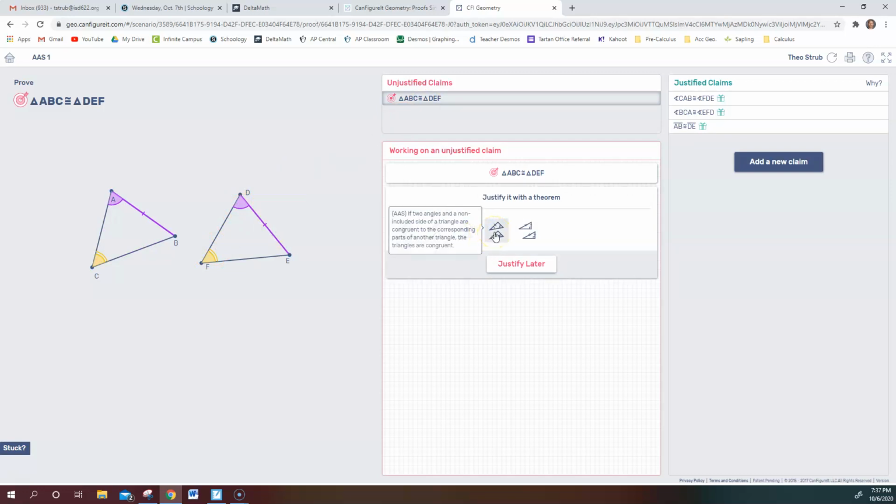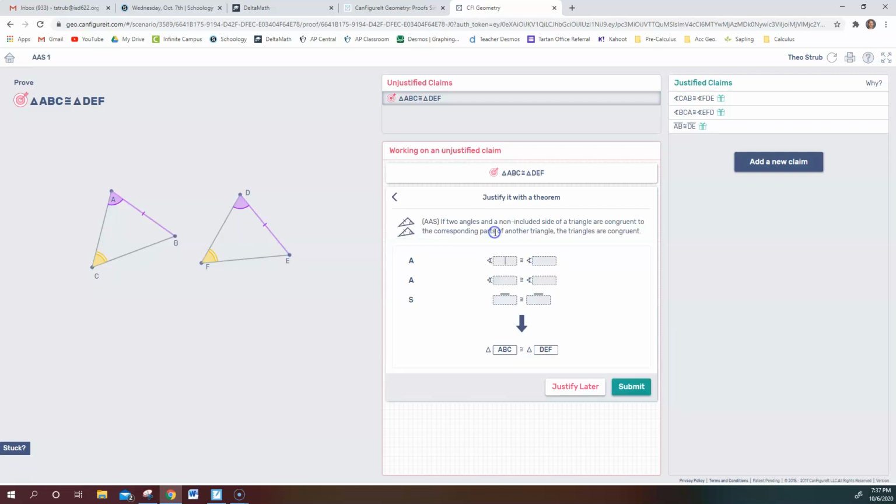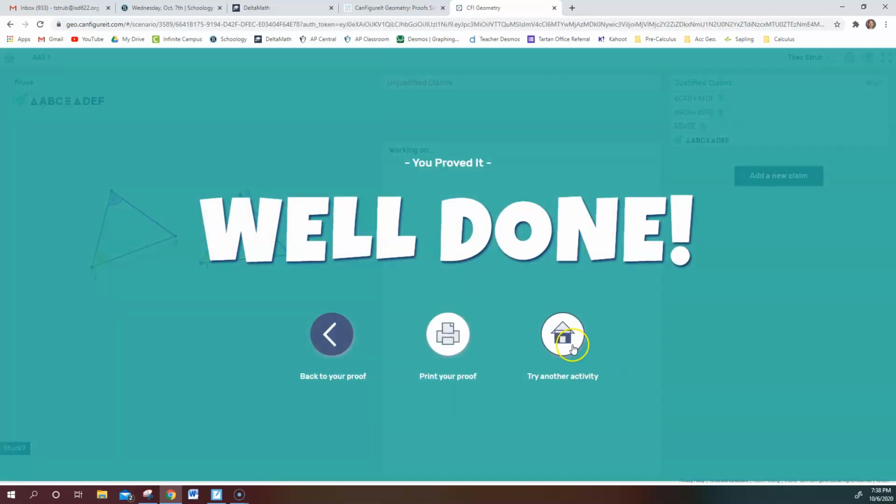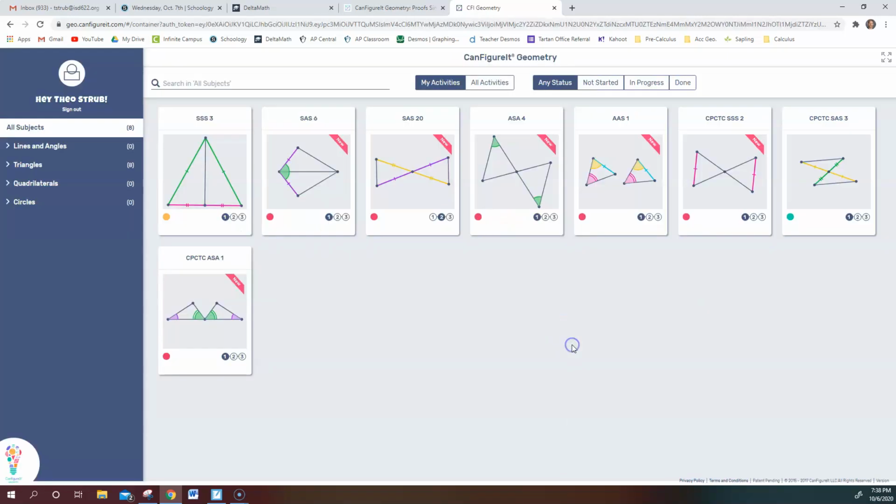And I'm looking for the one that says angle, angle, side. And then we just have to click in the angles. So you can literally go right down in order, click submit, and we're done. And then that one, it might take a while. If you want to hit refresh, it should turn blue as well.